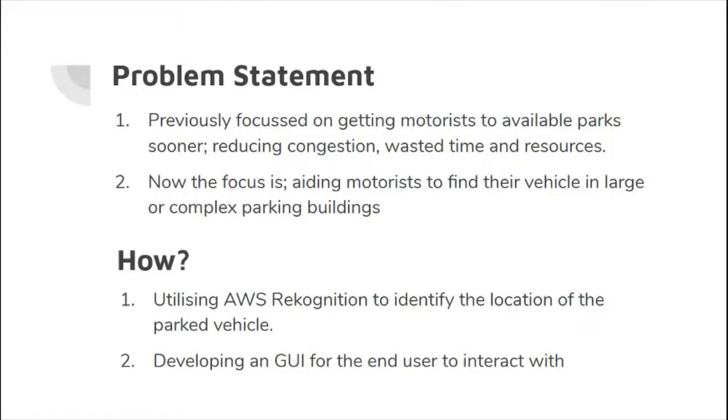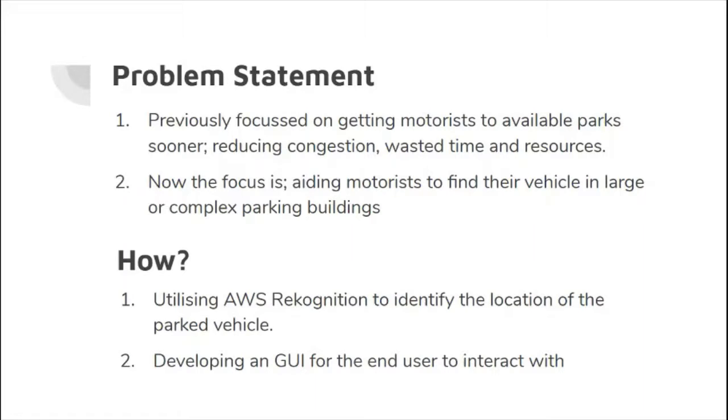Again, for phase 1 we were focused on getting motorists off the road sooner and into available parks in order to reduce the congestion. So we were focusing on identifying whether a park was available or not. Now, however, for the focus of phase 2, we are looking at getting motorists to their vehicles, particularly in large or complex parking buildings where it can be difficult to find your vehicle.